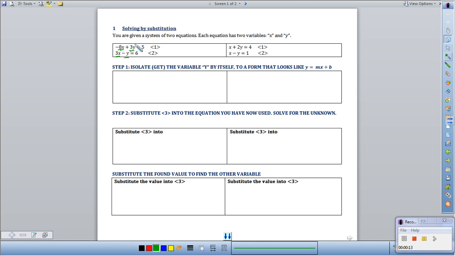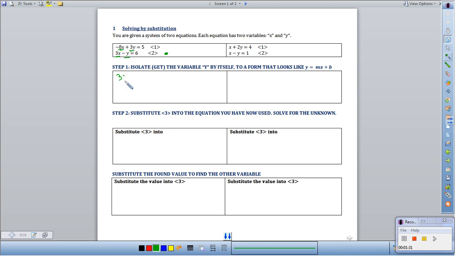Let's concentrate on the y variable. In equation number 1, y has the coefficient 3. Let's see if we can find a y that has the coefficient 1. And in the second equation, y has the coefficient 1. So I'm going to choose that second equation to isolate the variable y. So let's write it down here.